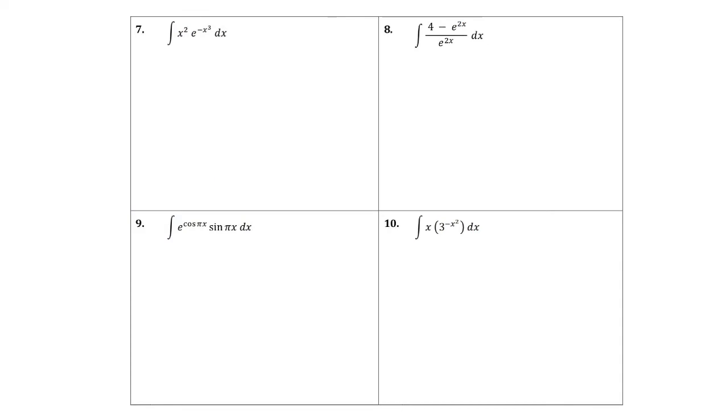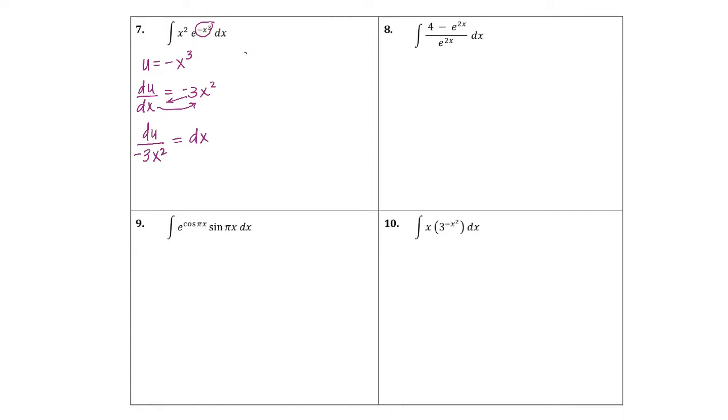Just like our previous problems, this is probably what we're going to need to let u be. So again, we're going to say u is negative x cubed, and then du/dx is going to be negative 3x squared. We do need to solve for dx, so we have du over negative 3x squared equals dx. We multiply dx over and divide by negative 3x squared.